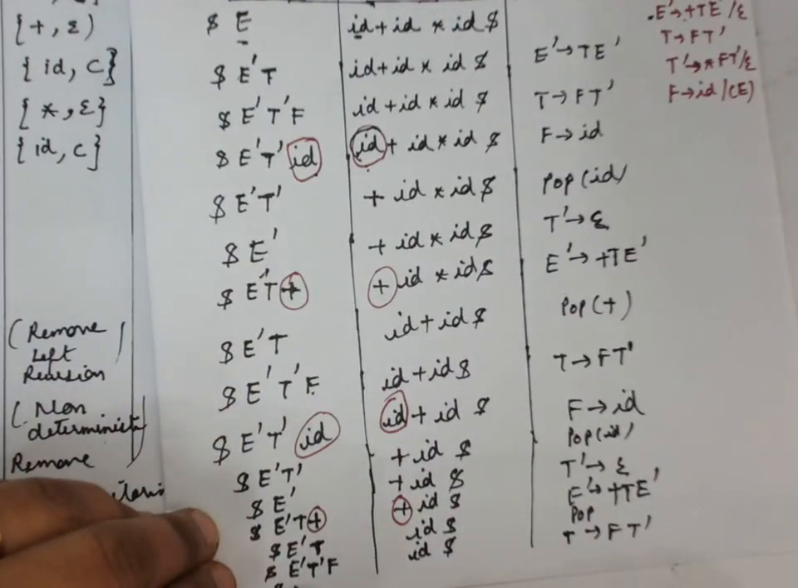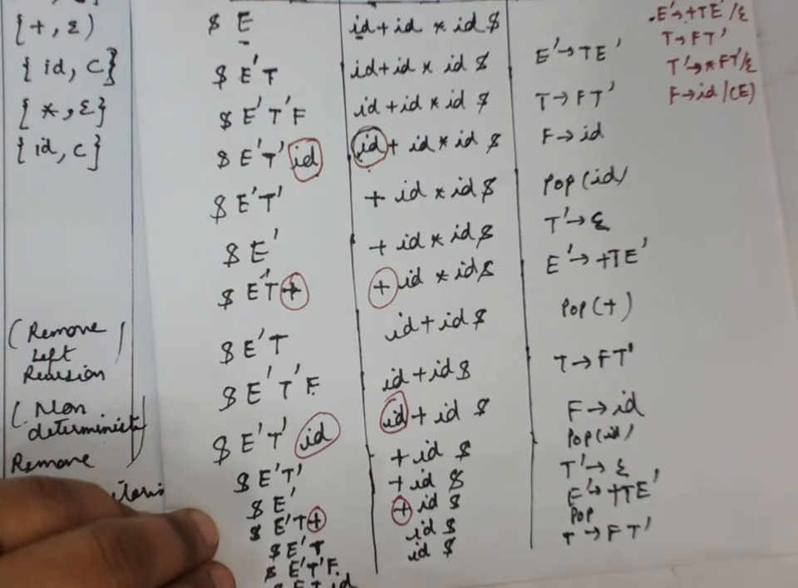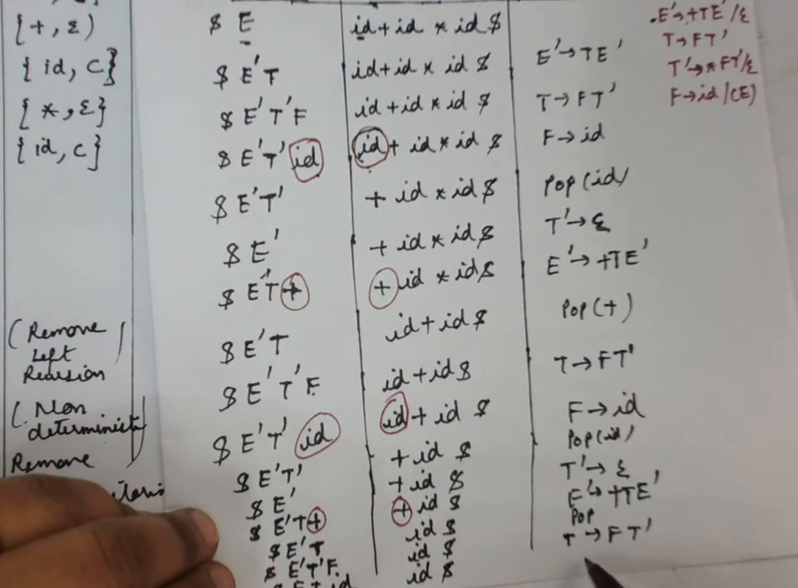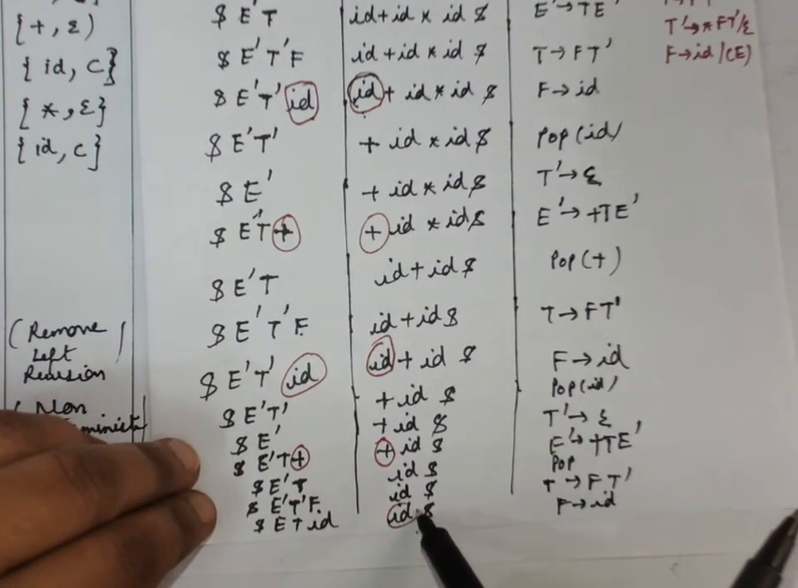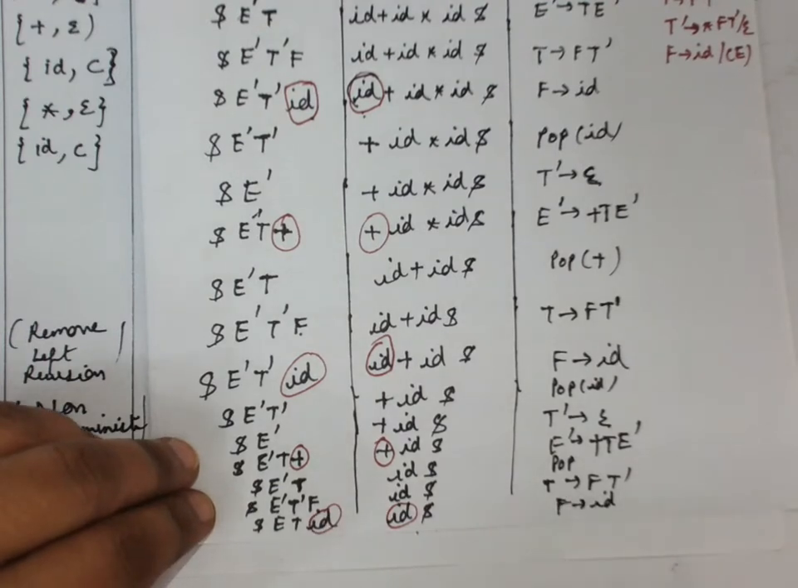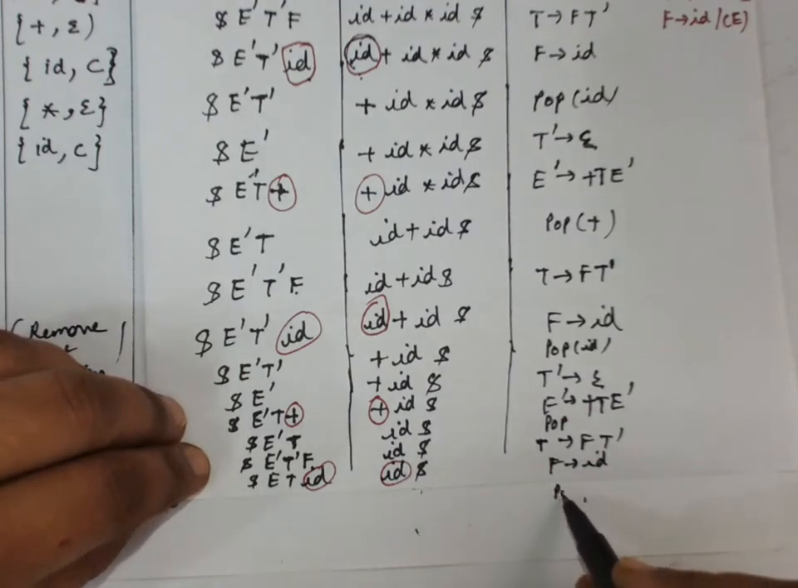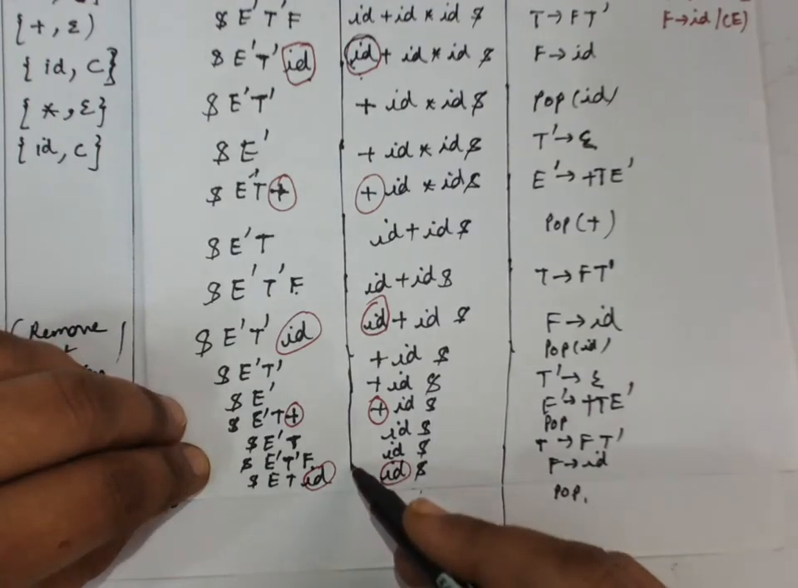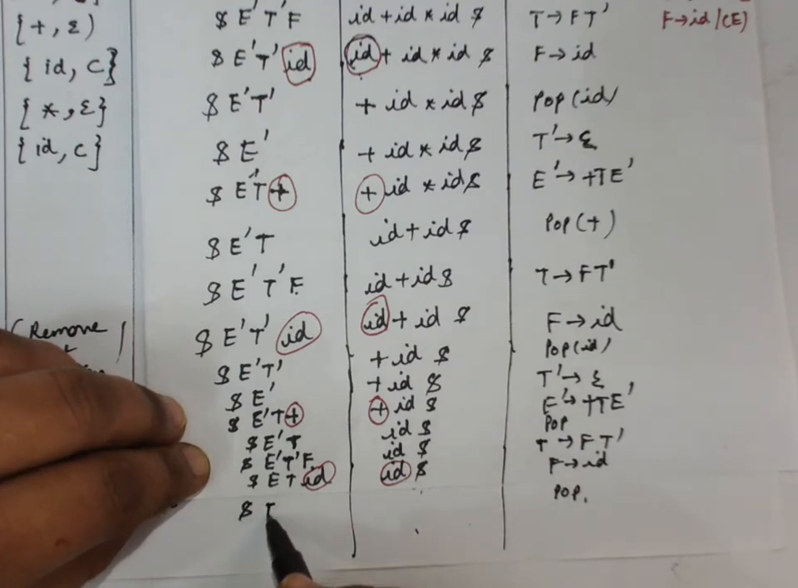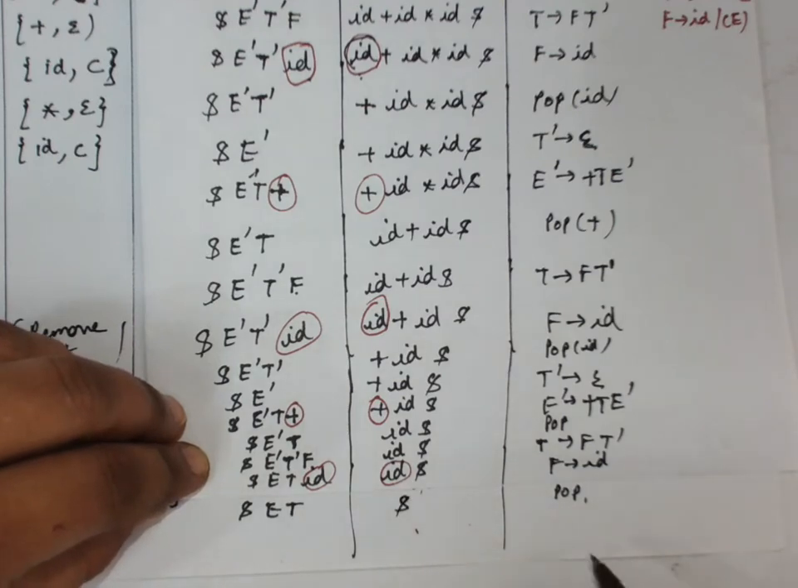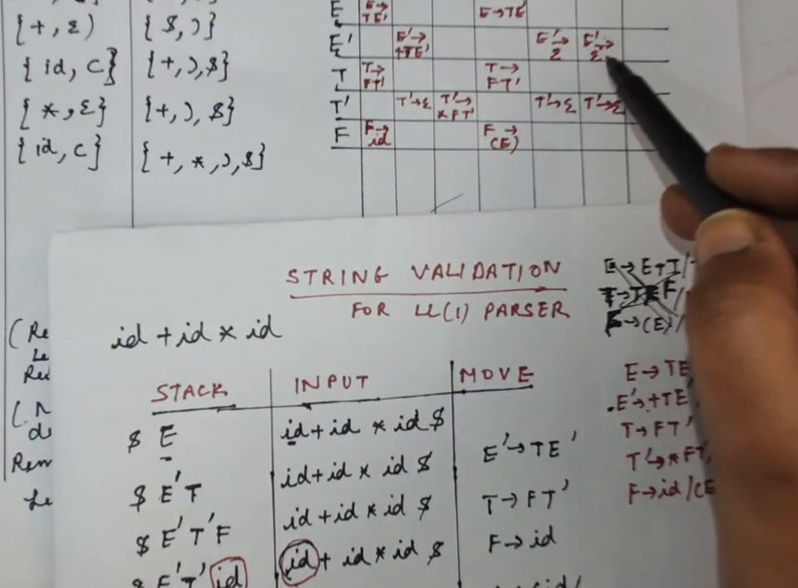So you have id over here, this is again id, this is dollar, here you are writing F gives id. This id and this id are again common, so they would be popped out. So this is dollar, this is E, this is T, these both are popped out, and this is dollar. You have nothing left over here. Then again we will see T and dollar.